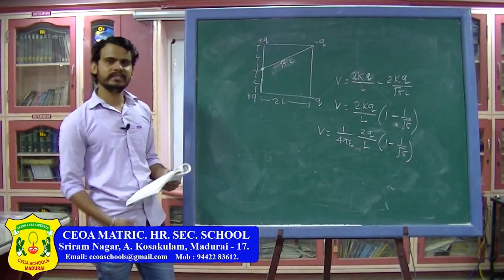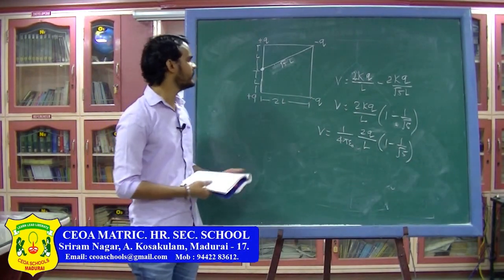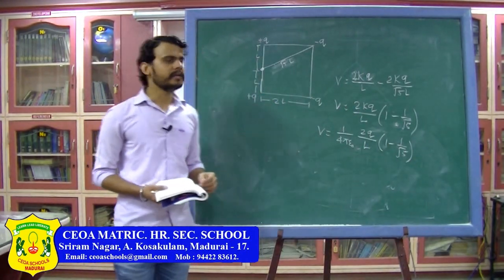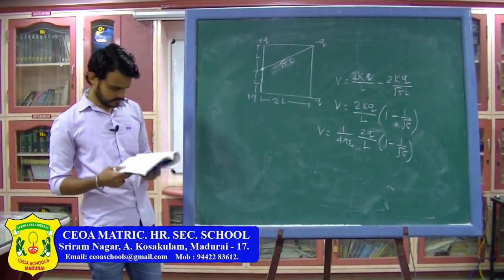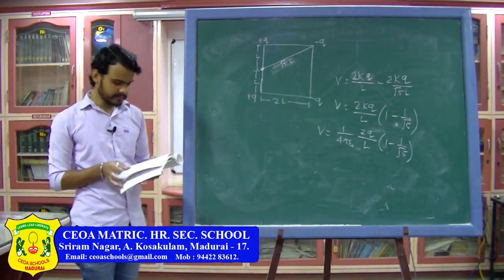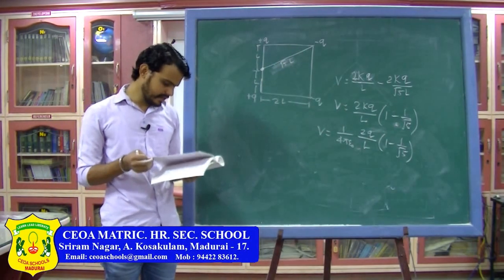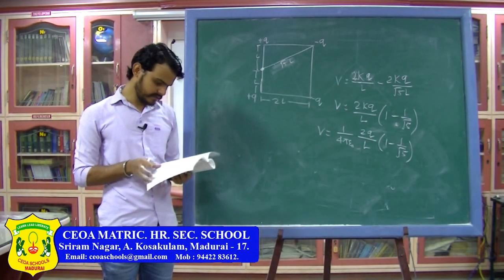So again you can see the question is fairly easy, but the difficult part is thinking of the geometry and finding the distances. So the answer is 1 upon 4 pi epsilon naught, 2q divided by L, into 1 minus 1 by root 5.